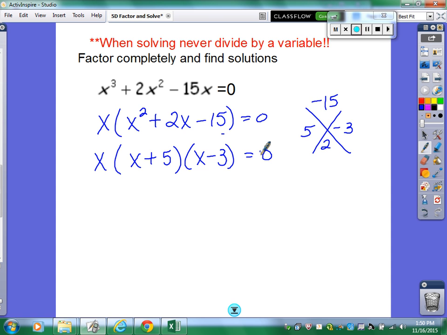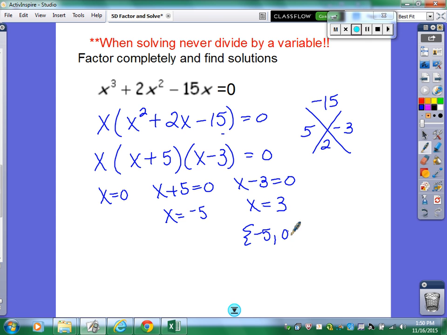Now to find the zeros, we're going to set each factor equal to 0, using the zero product property. So x equals 0 is a solution, x equals negative 5, and x equals positive 3. So my 3 answers are negative 5, 0, and 3. Here again, never divide by a variable. It's always wrong math. You're throwing away your solution.